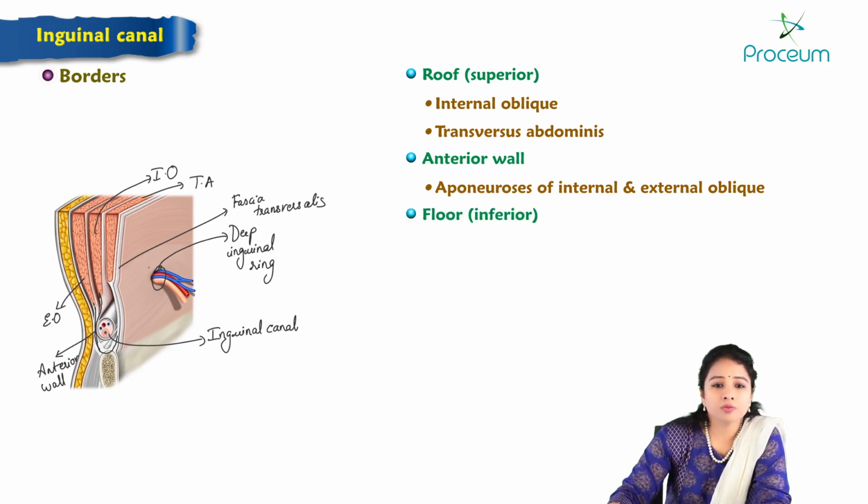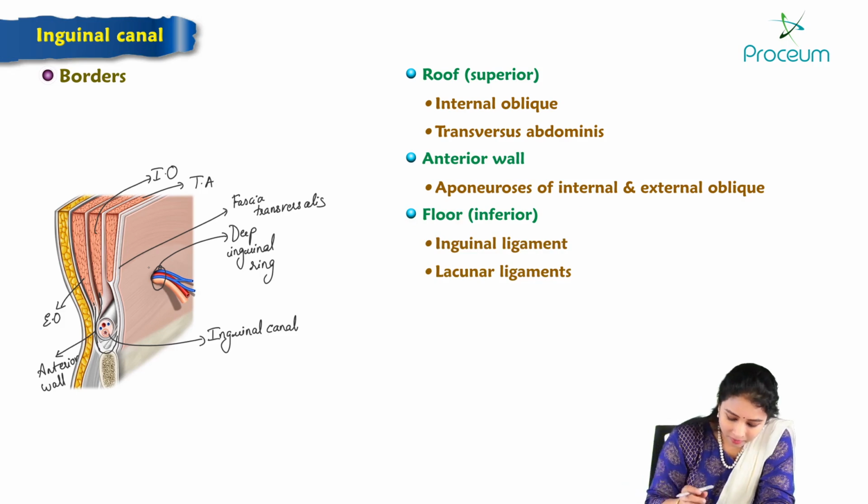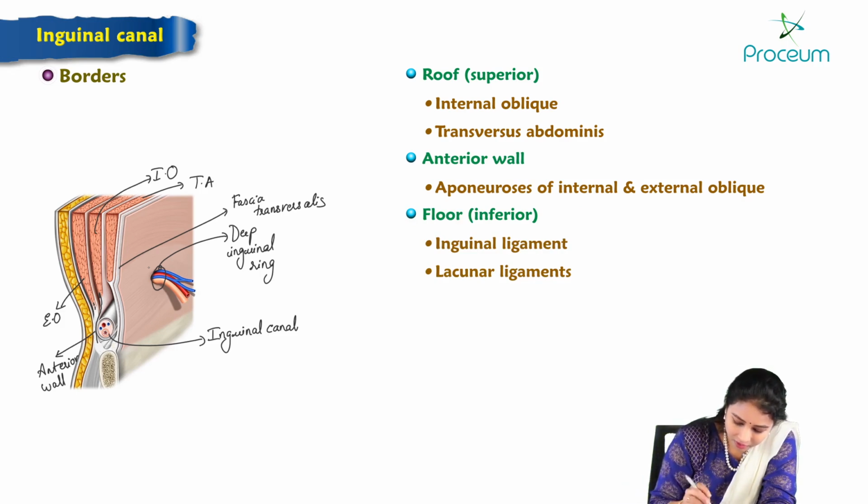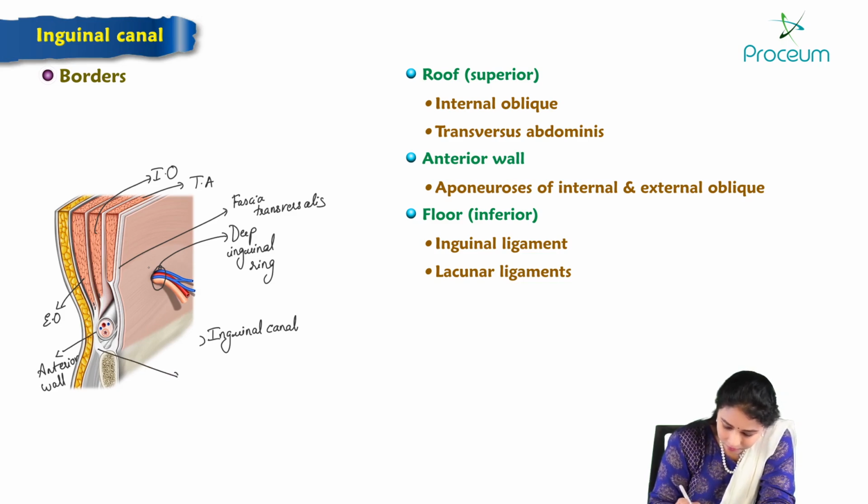The floor: it is formed by the inguinal ligament and lacunar ligaments. So we can see the reflection of external oblique muscle. So this is the floor, which is formed by the inguinal ligament, the grooving of inguinal ligament.